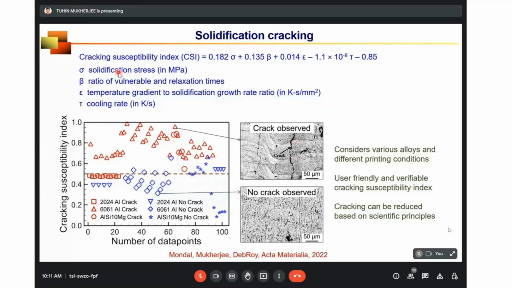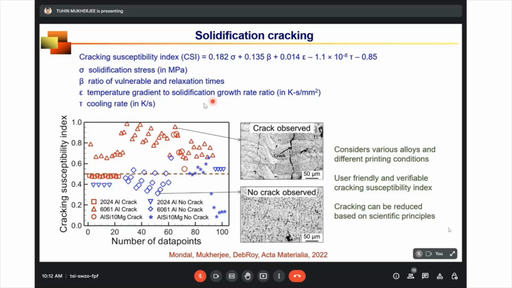Not only the stress, there are other factors like the ratio of vulnerable and relaxation times. These two times represent how the solid forms in the two-phase region, in the mushy region, during the solidification. Then the temperature gradient to solidification growth rate ratio, G by R, which represents the solidification morphology as we saw, and obviously the cooling rate, which is nothing but G times R.